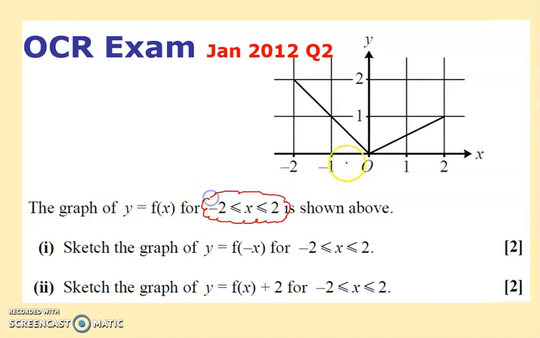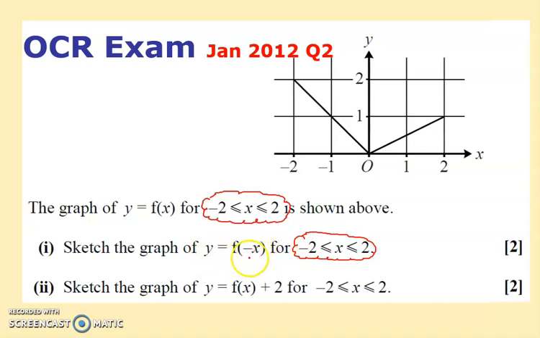So it's basically saying y equals f of x exists between there and there. And it only wants me to draw my new graphs between those 2 points as well. That's interesting. Okay. So sketch the graph of f of minus x.